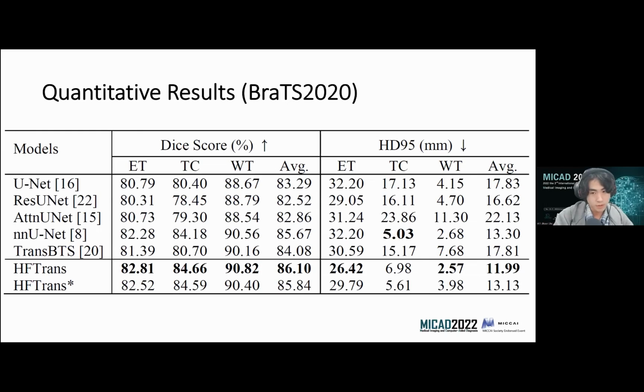We compared our hybrid fusion transformer with 5 previous state-of-the-art models, including U-Net-based models and the transformer-based model TransBTS. In the quantitative result of 5-fold cross-validation on the BraTS dataset, our method outperforms the other methods in all categories, except for the Hausdorff distance of the tumor core category. And the HF-Trans star, which is the variant model that consists of modality-exception encoders instead of each modality encoder, also shows better results than the previous state-of-the-art.